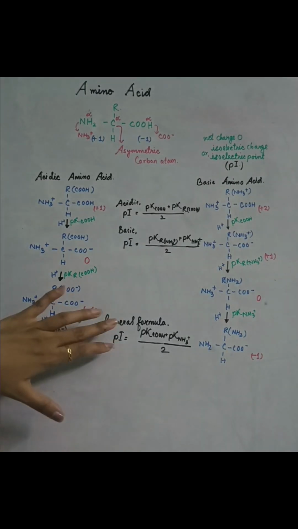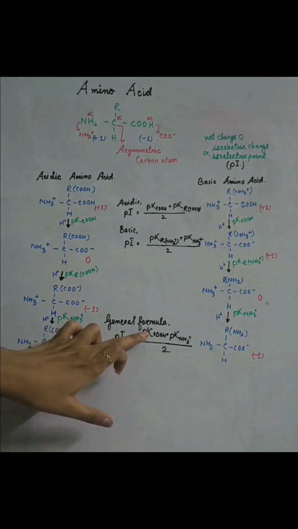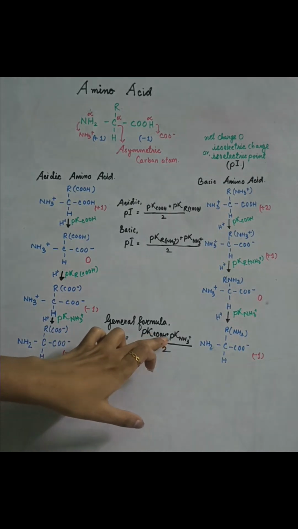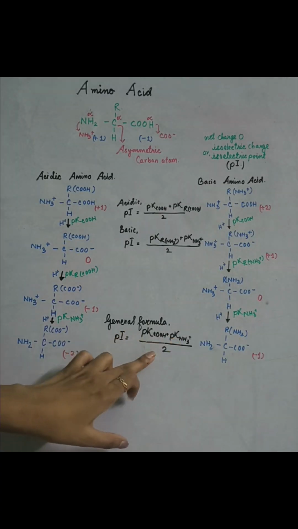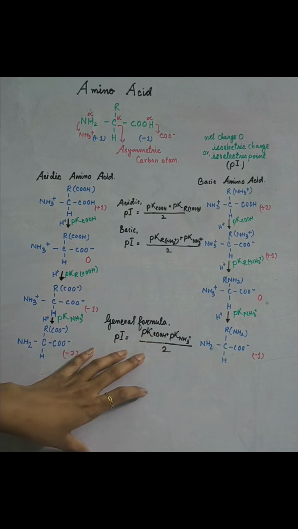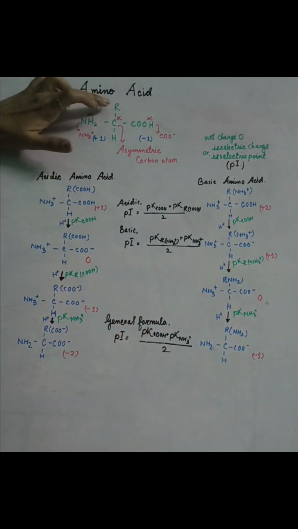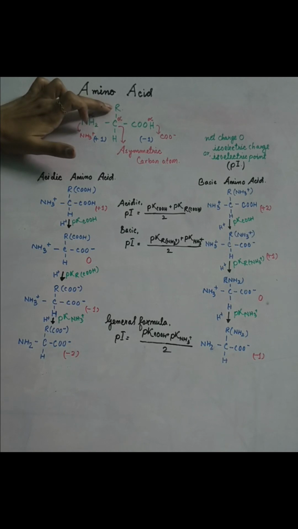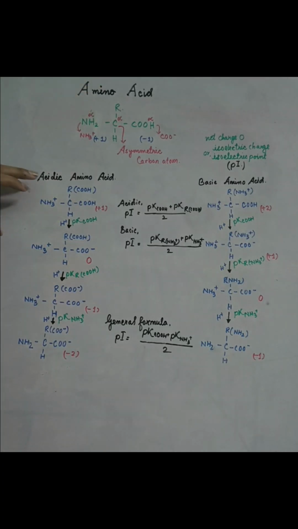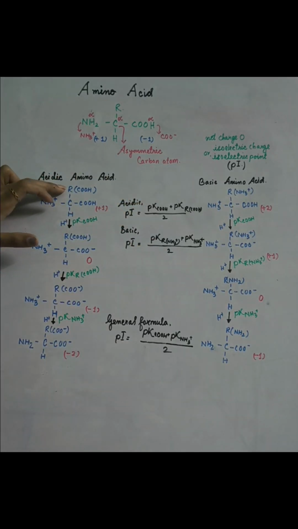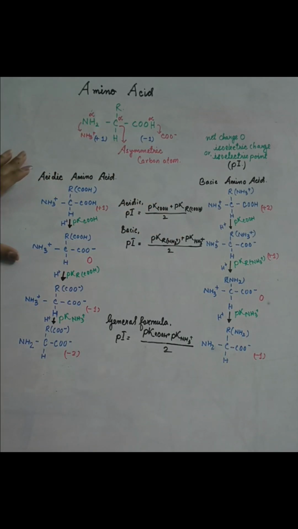The general formula for the pI value is the addition of the pK value for alpha COOH and the pK value for alpha NH3+ divided by 2. And that is for the uncharged amino acid, because these amino acids do not carry any charged group at their side chain or at their R group. Now, for the charged amino acids like acidic amino acid and basic amino acid, they carry an extra charge at their side chain or R group. That's why the pI value for these amino acids is different.